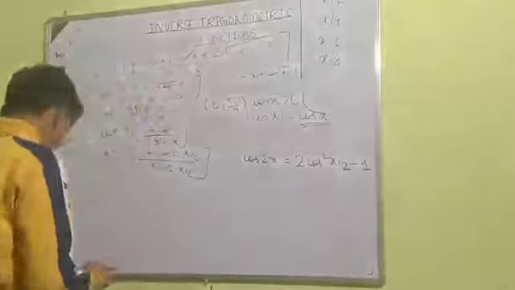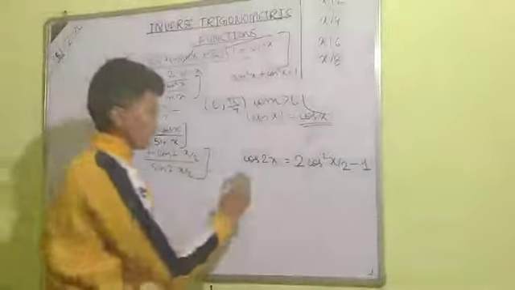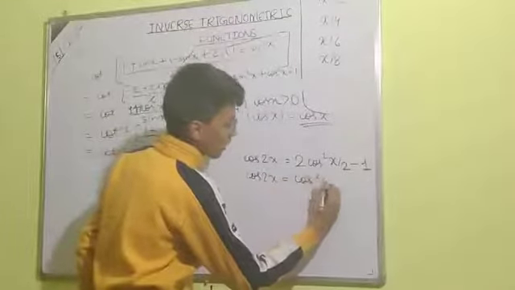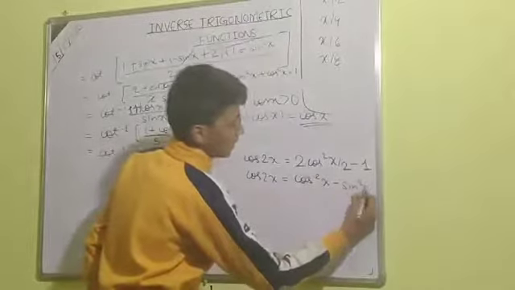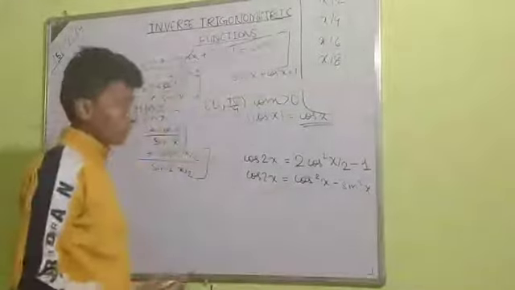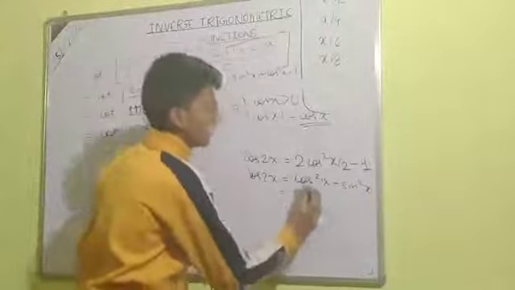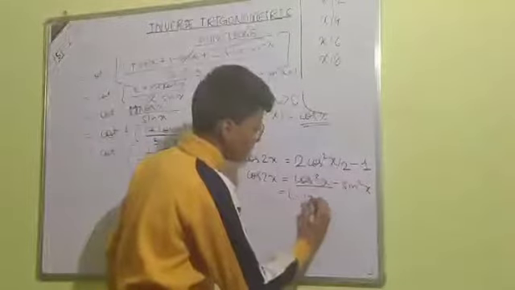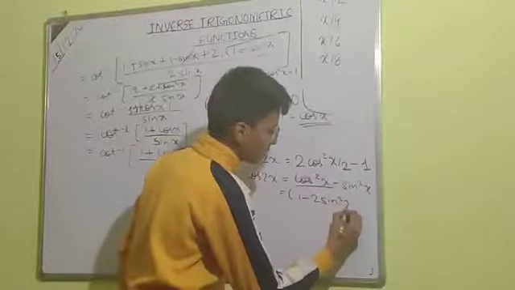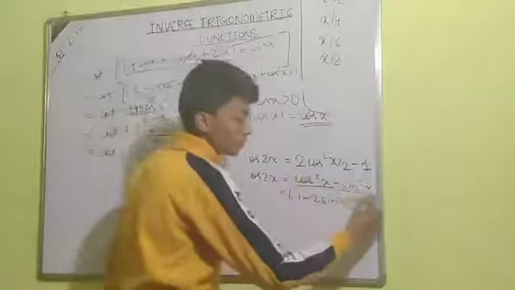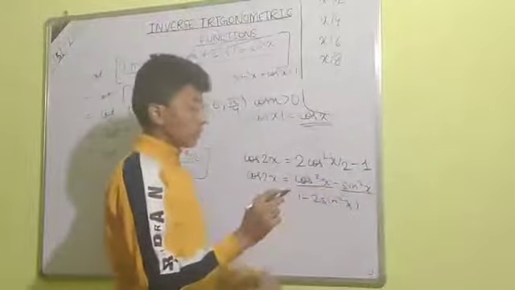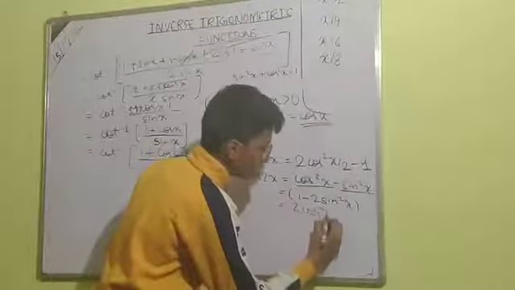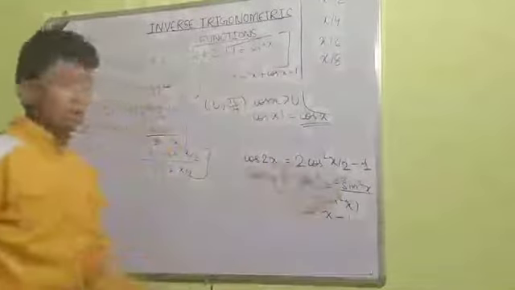Or if you don't know this formula, we can derive it from the formula that cos 2x is equal to cos square x minus sin square x. That's the easiest formula which anyone can remember. So if we use cos square x is equal to 1 minus sin square x, then it will be 1 minus 2 sin square x. And if instead of sin square we use 1 minus cos square x, then it will be 2 cos square x minus 1, because there is minus.